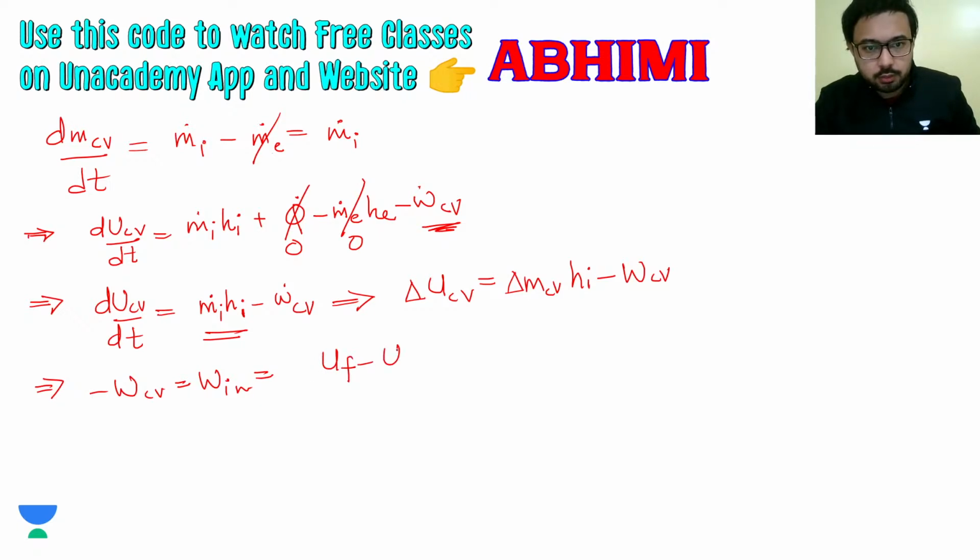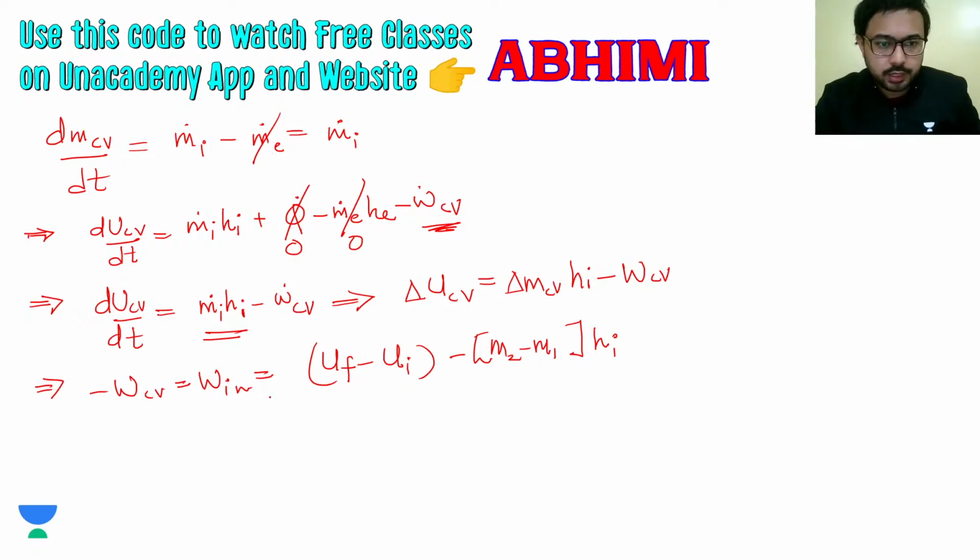So this will be the final internal energy minus the initial internal energy minus the change in the mass inside the control volume. So it will be nothing but m2 minus m1, and then we have to multiply this with the initial enthalpy so that we can calculate this work input. This work input is coming from this equation, and I hope we have all the information that we require to find the answer here.